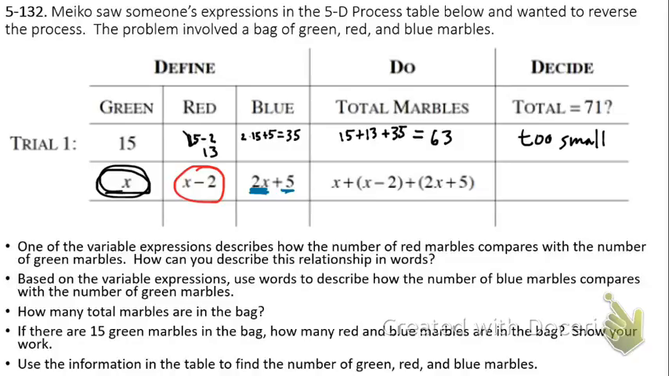All right, let's look at the next bullet point. How many total marbles are in the bag? Okay, hopefully you can figure that out from what we've done. If there are 15 green marbles in the bag, how many red and blue marbles are in the bag? Use this information to find the number of green, red, and blue marbles. I now want you guys to use his equation to finish this up.